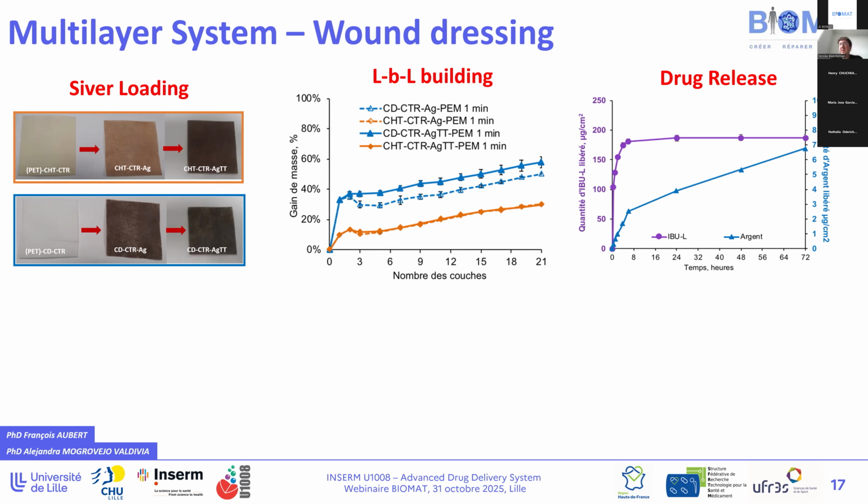We evaluate the drug release. You can see the first one is the release of ibuprofen. After 1 day, we have released the whole quantity of ibuprofen. So this is the target that we would like to obtain to limit the inflammatory response. And about the silver, you can see a very slow release of the silver. I didn't write the percentage, but we release only 3% of the silver contained in the wound dressing. So this is very nice because we would like to keep silver inside the wound dressing.